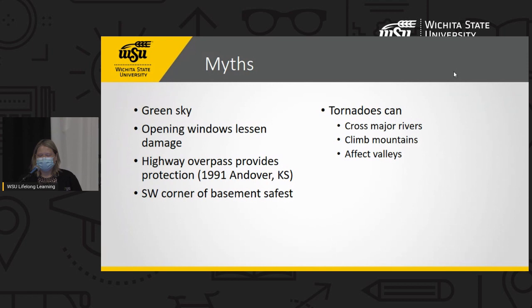Tornadoes can cross major rivers. Some people think that it can't cross a body of water, but it can. They can climb mountains and they can go into valleys. So myths such as, if you're outside, hide in a ditch, because the tornado can't go in the ditch. It's not true, but that's actually still good advice. Anytime you're around a tornado, you want to get low, you want to get under or around some type of protection.